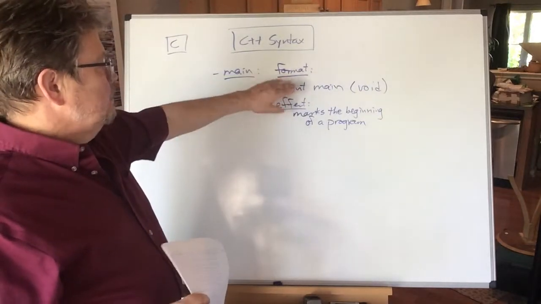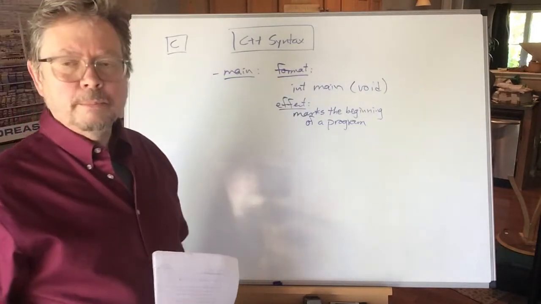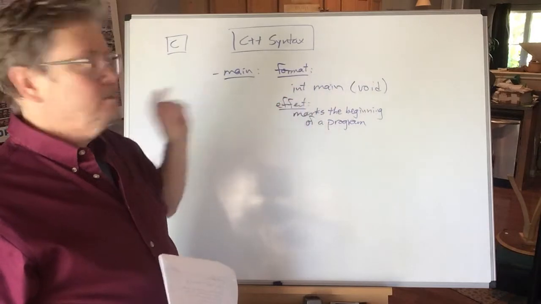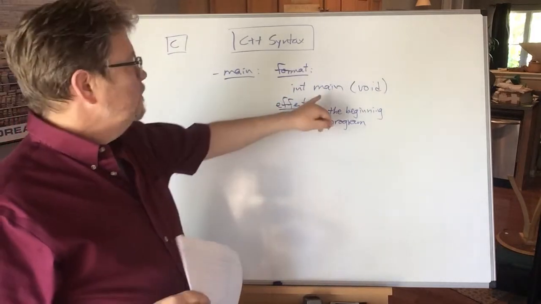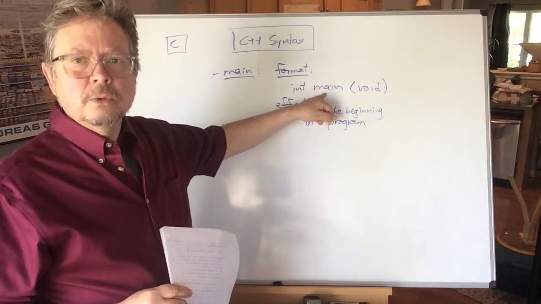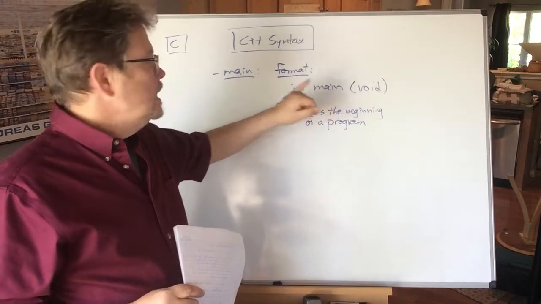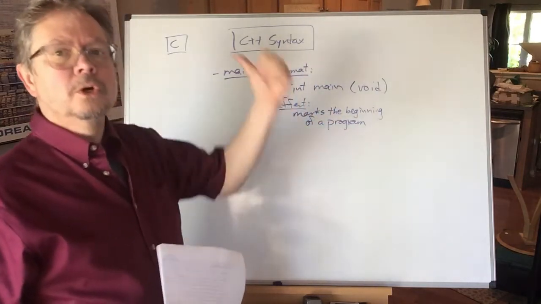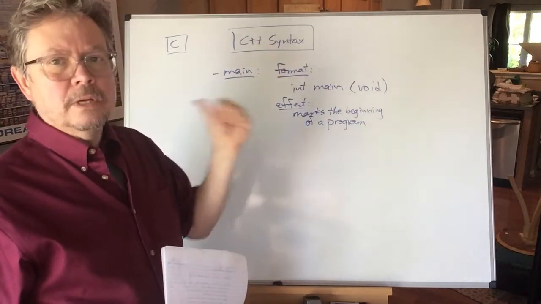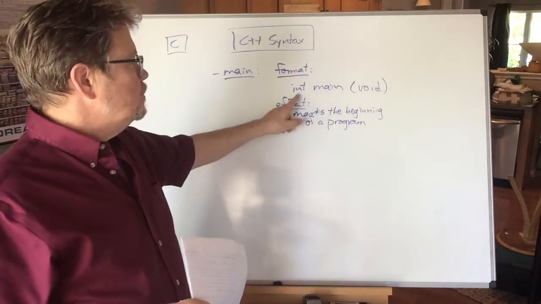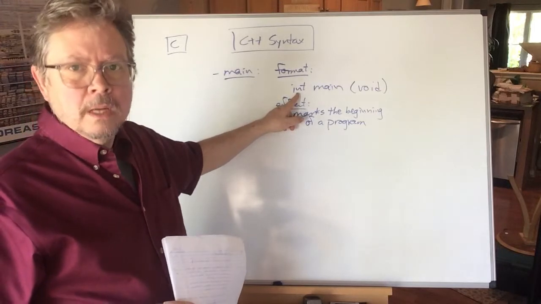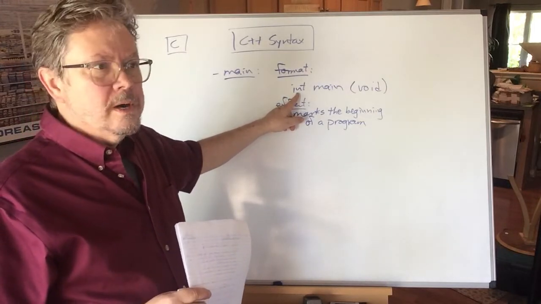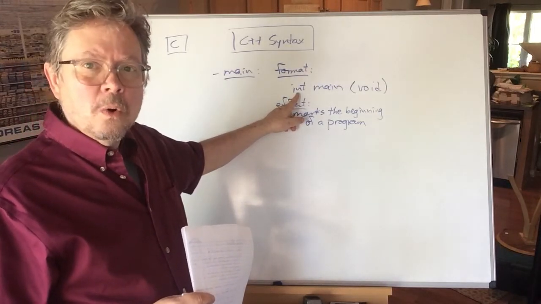This statement, int main void, marks the beginning of a program. I'm not going to write down all this, but I'm going to point at it and talk about it. Main is our standard identifier that says, this is the main program. Int says this program is going to return or send back to the operating system an integer value, which is a whole number, like 7 or negative 25 or 0.